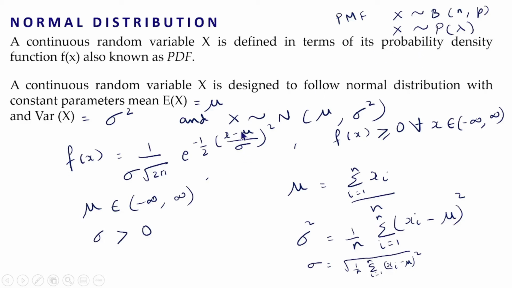We say a random variable x follows normal with parameters mean mu and variance sigma square, and its probability density function is given by f of x is equal to 1 by sigma root 2 pi e raised to minus half into x minus mu by sigma the whole square. The value of this f of x is always greater than or equal to 0, and this x lies between minus infinity and infinity. Here the value of mean belongs to the open interval minus infinity to infinity, and sigma is greater than 0. Sigma is the standard deviation.